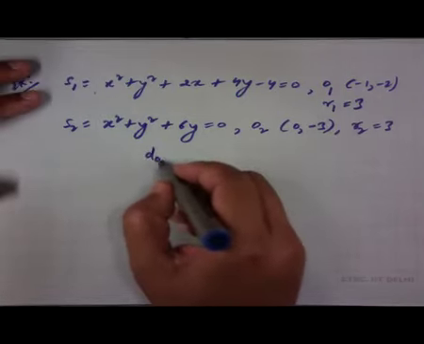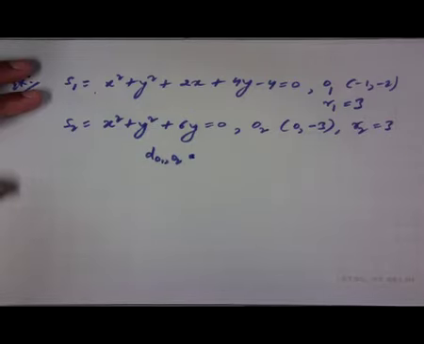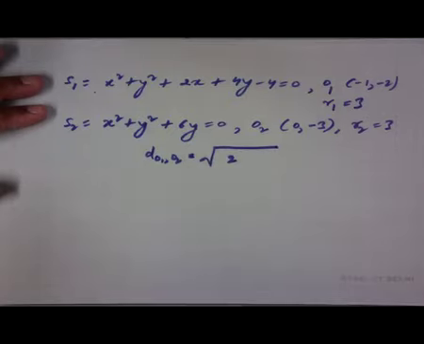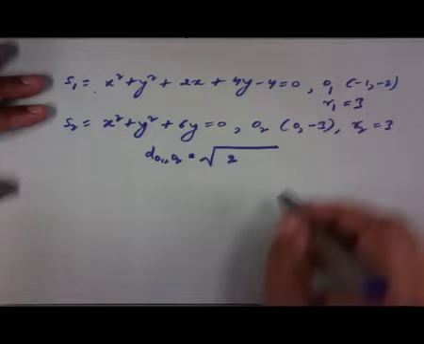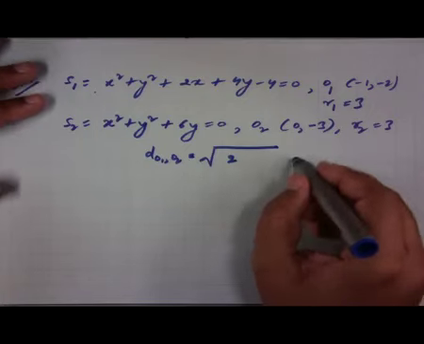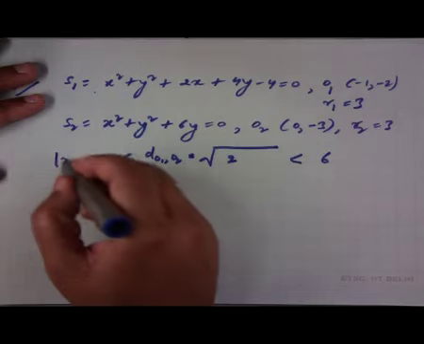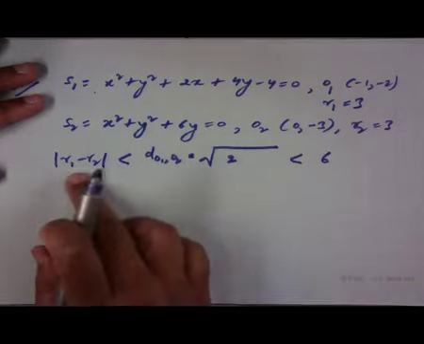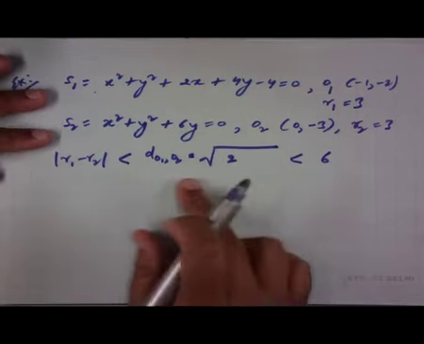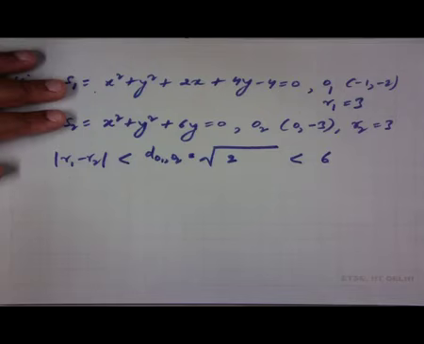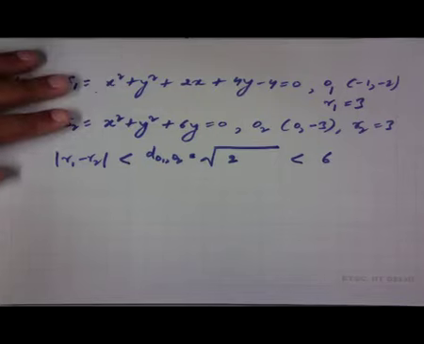As we see clearly, the distance between the two centers is equal to square root of 2. Which is less than the sum of the radius, because the sum of the radius is 6, and this is clearly greater than the absolute difference between the radius, which is 0. So, this is the situation, which basically means that the two circles are intersecting at two points. And now, we would like to find out the equation of all possible circles, which pass through the two points of intersection of these two circles.